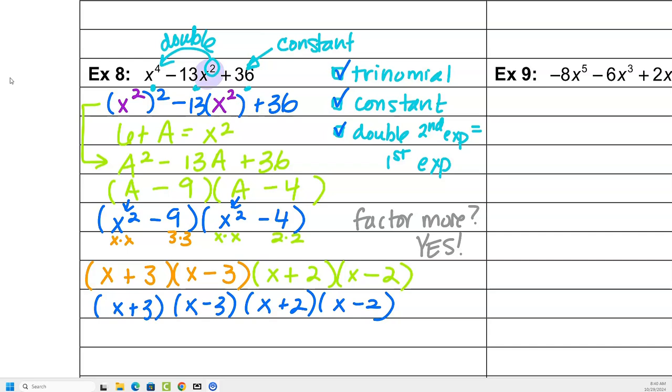Now they don't always both factor, right? I can make one of the terms factor further.